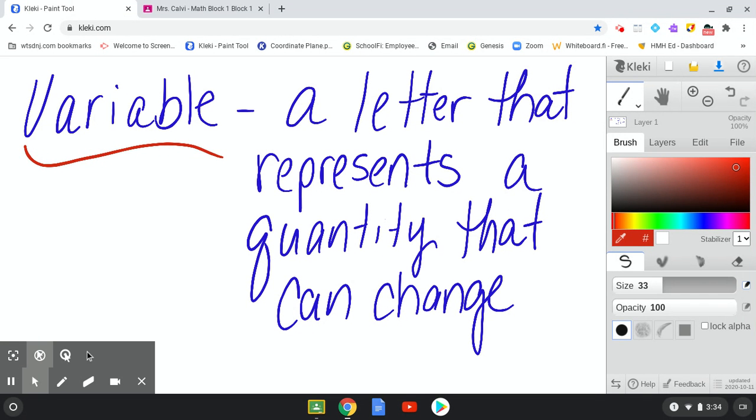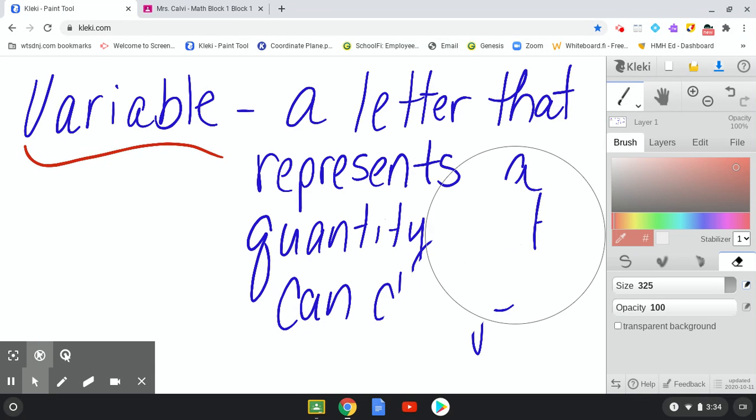I'm going to be reviewing variables and expressions. One thing, a variable is a letter that represents a quantity that can change. Okay, so that's the definition for variable. A variable uses a letter, and it is always a lowercase letter. So you have to always make sure that your variables are lowercase.